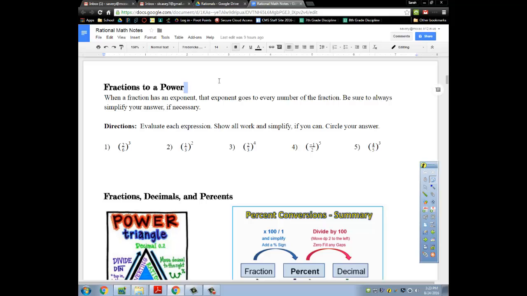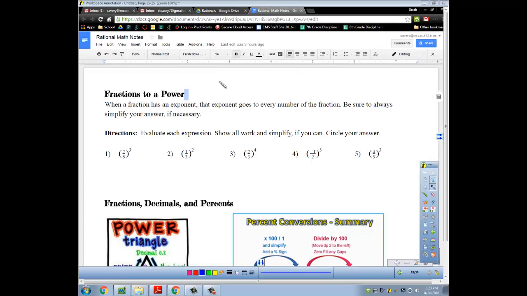Okay. So if we have fractions that are raised to an exponent, that exponent is just going to go to both numbers, the number in the numerator and the number in the denominator. And then if we can simplify, please do. Simplify, if you don't know, means to reduce. So we're just reducing whatever our answer is. We can do that by dividing both numerator and denominator by the same number.